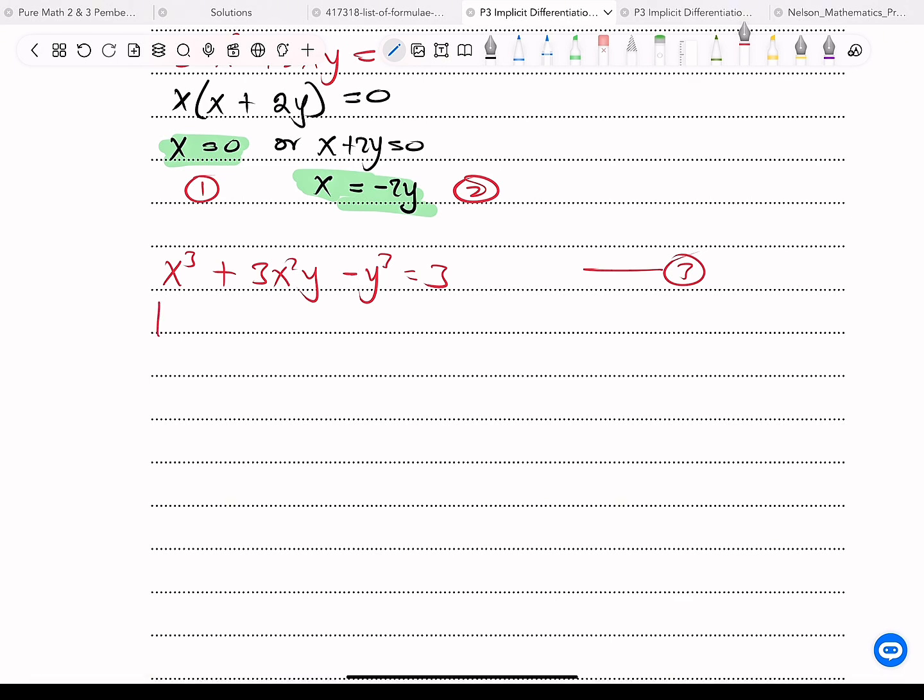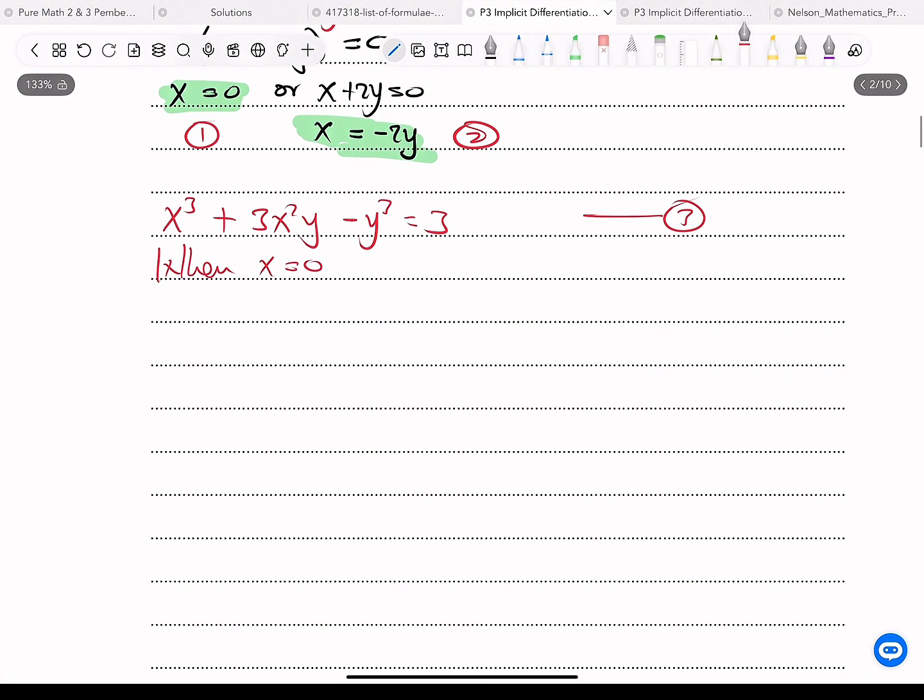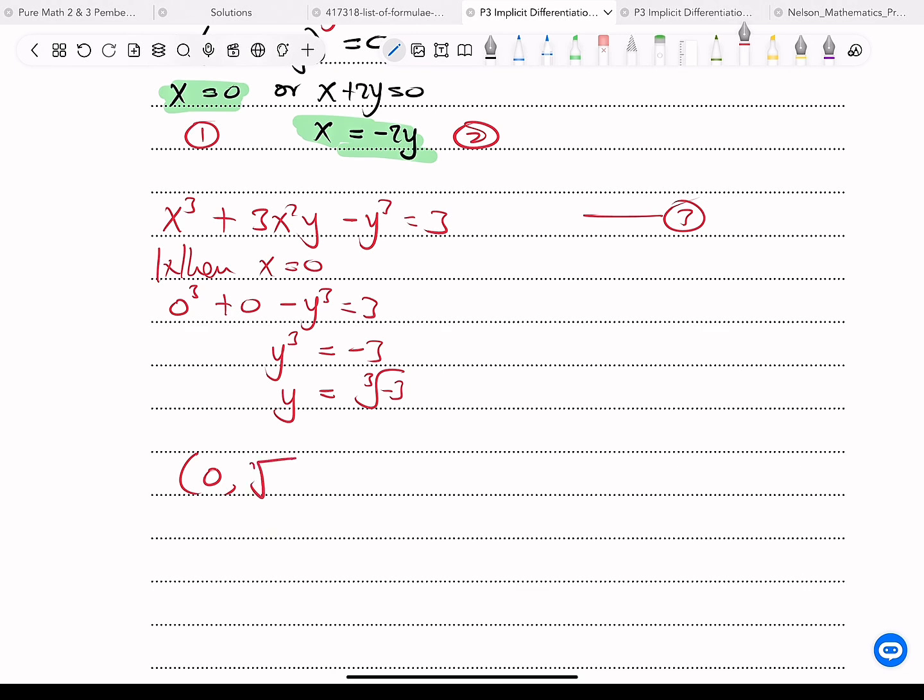So we argue that when x equals 0, then this is what we are going to have: 0 cubed plus 0 here minus this equals 3. So we have y cubed equals negative 3, and we take the cubic root of negative 3. If we get a decimal, I'm not going to use it. I'm just going to keep it as it is. Yeah, we get a decimal, so I'll just keep it like this. That means that we have a case when x is 0, we expect y to be this.